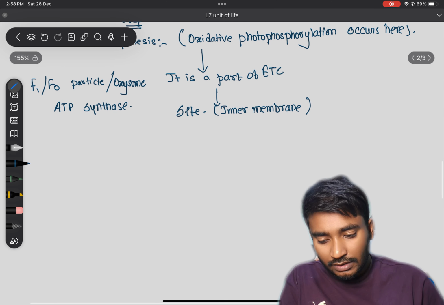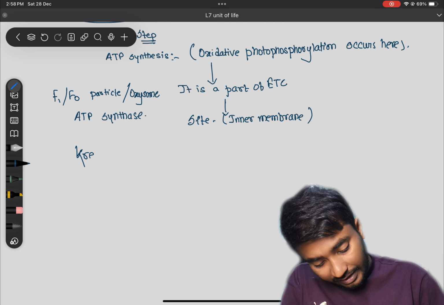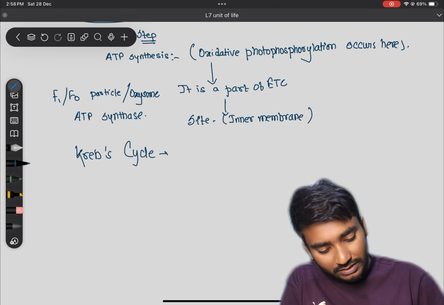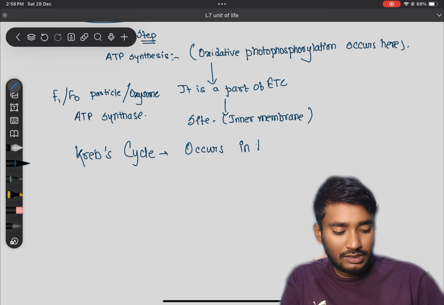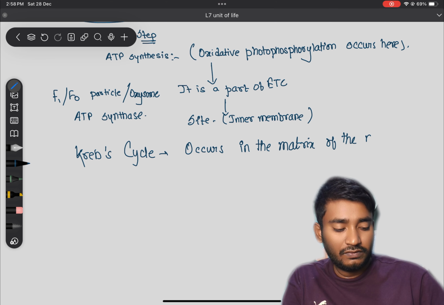Okay, write a note about the matrix: the Krebs cycle occurs in the matrix of the mitochondria.